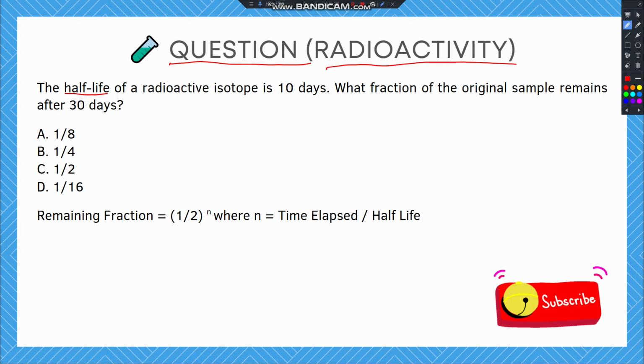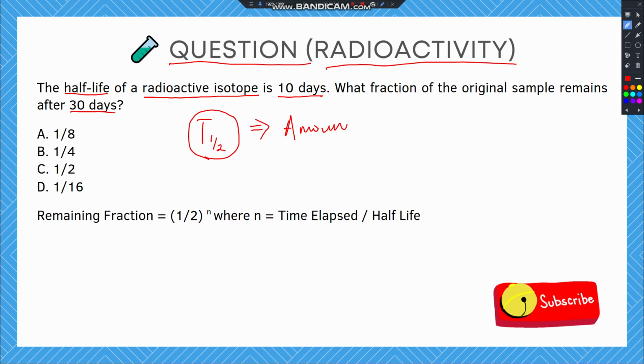The question starts off by saying the half-life of a radioactive isotope is 10 days. What fraction of the original sample remains after 30 days? Alright, so first things first, let's define what the half-life is. The half-life in radioactivity is usually denoted using the symbol T half, and it simply refers to the amount of time it will take for the original amount of a sample to be reduced to exactly half, which is 1 over 2.